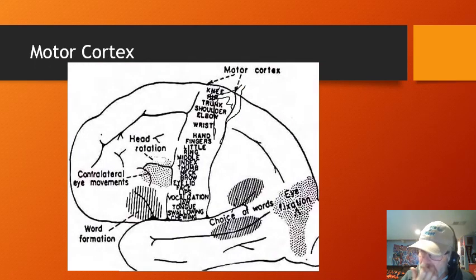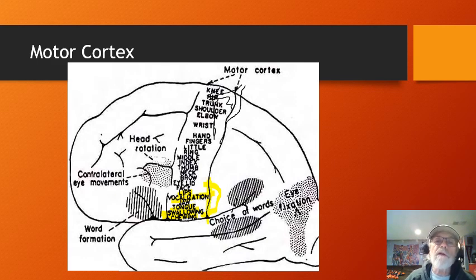Now, I mentioned before that this motor band, this motor cortex, this gyrus that has this motor activity, is represented by various areas. The areas that need more fine-tuned control have a larger representation. Areas that don't need as much have a smaller representation. So let's look at this. If we look at chewing, swallowing, tongue, vocalization, lips, look at the amount of area along that band involved with just those things.